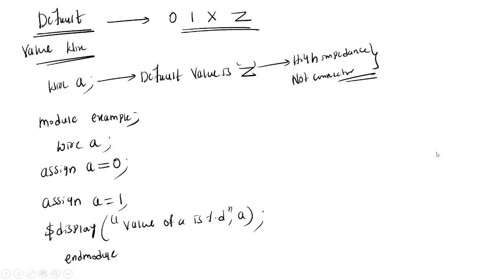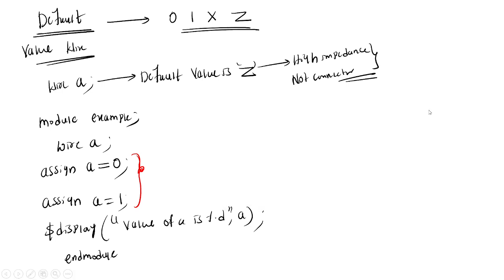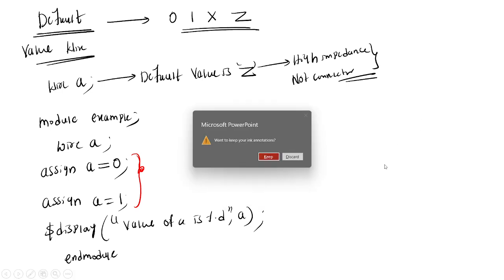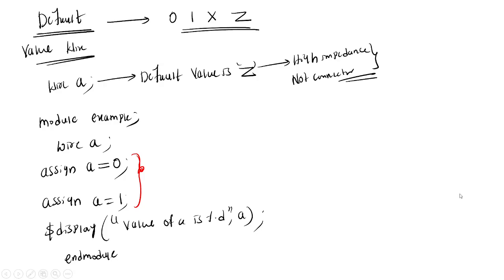Value of A is 1 now. How are you telling the value of A is 1? First, it's continuously driving, right? So A will be assigned to 0, and after that I am assigning A equal to 1. I am assigning A equal to 1.